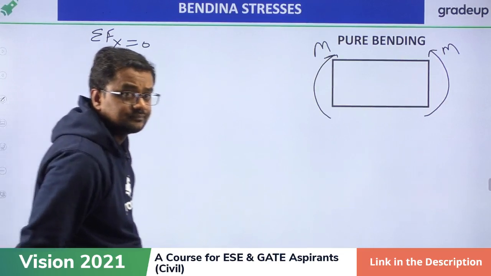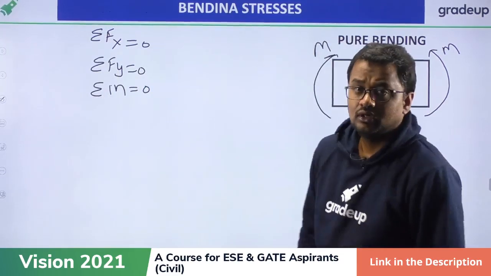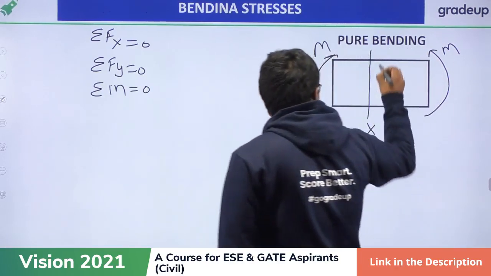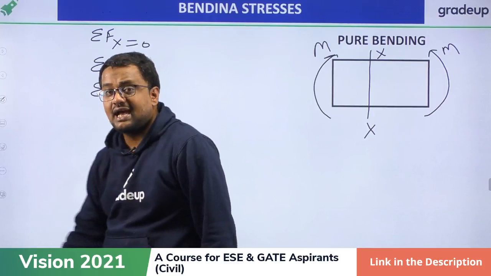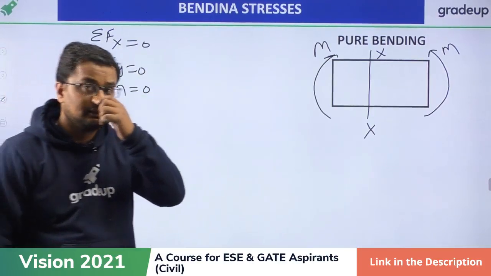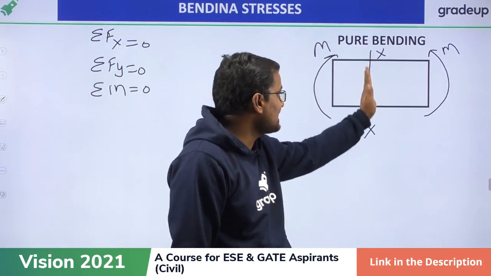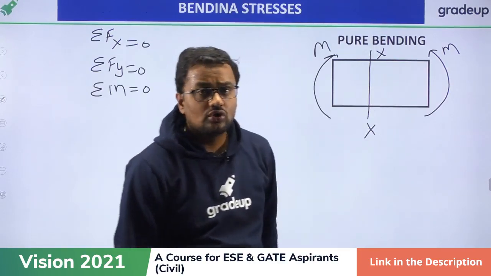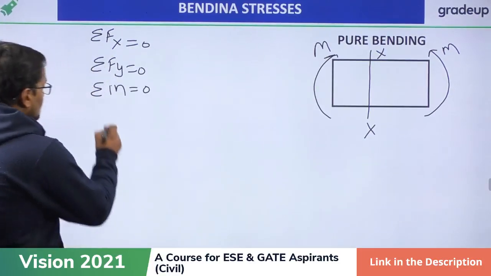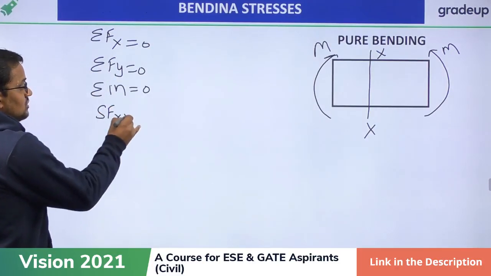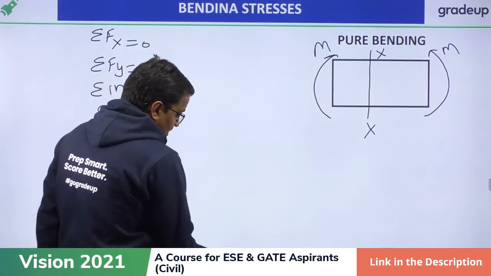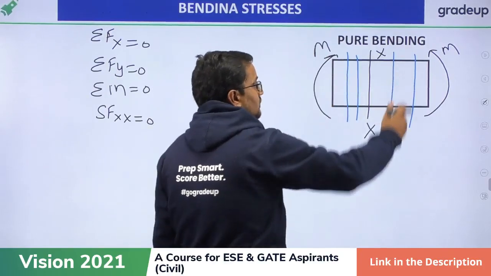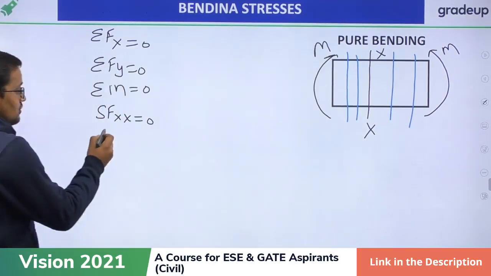My dear friends, what is shear force? The shear force is, take any section, let us take this section XX. Shear force is summation of force either to the left or to the right. So if I take this XX section, there is no force to the left, there is no force to the right. So shear force at XX section is equal to 0. Similarly, shear force at any section, from left also, from right also, is 0. So shear force at any section is 0.